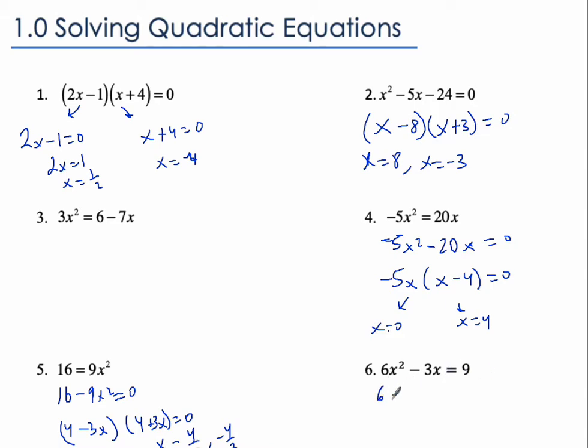Okay, and in this one, and in factorizing in general, you should always look for a GCF first. So you factor out the 3. You get 2x squared minus x minus 3 equals 0. So let's look for two numbers that multiply to give you negative 6. 2 times negative 3 is negative 6, and they add to give you negative 1. That's going to be negative 3 and 2, right?